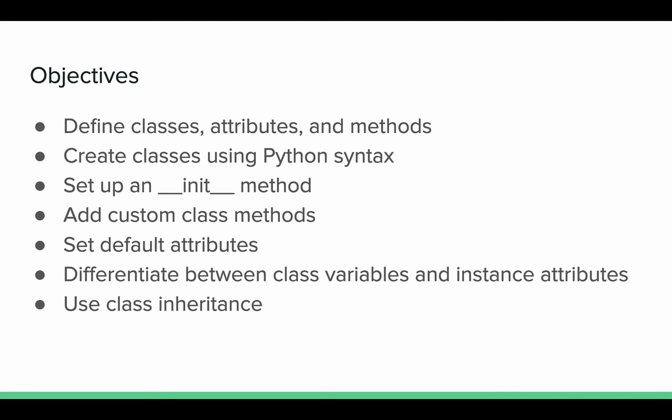We want to set up an init method. Oftentimes you'll hear this referred to as dunder init, because that's 2 underscores, so double under. We're going to add custom class methods, set default attributes, and differentiate between class variables and instance attributes. Those are very closely related, but they're 2 different things. And finally, we're going to use class inheritance so that one class can inherit from another class.